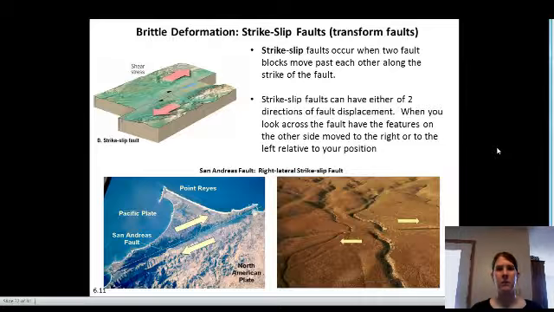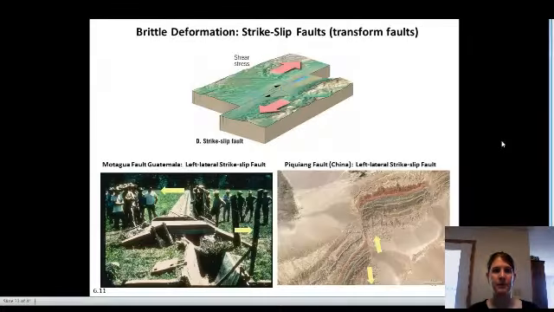Strike slip faults occur when 2 fault blocks move past each other along the strike of the fault. Sorry, along like a compass direction. Strike slip faults can have either of 2 directions of fault displacement. When you look across the fault, do the features on the other side move to the right or the left relative to your position? So if you're standing on the San Andreas Fault, it doesn't matter which side, everything is moving to your right. If you stood right here and looked, everything moved right. If you stood right here and looked, everything moved right. So it's called a right lateral strike slip fault.